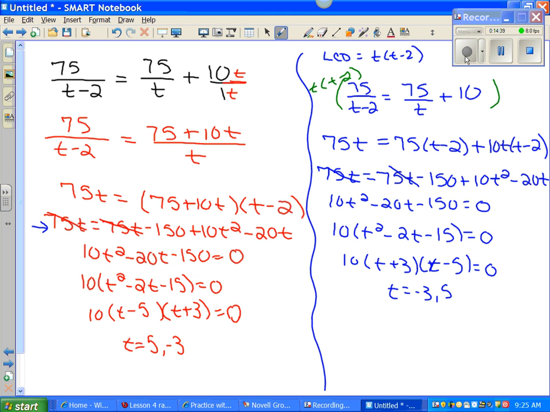Yeah, I'm going to reject that negative 3. Because does it make sense for the speed of a bicycle? No. So my answer is just going to be the 5. Okay, so when you're finding your answers, you better make sure that they make sense to the problem before you write it down on paper. Okay? You guys okay?